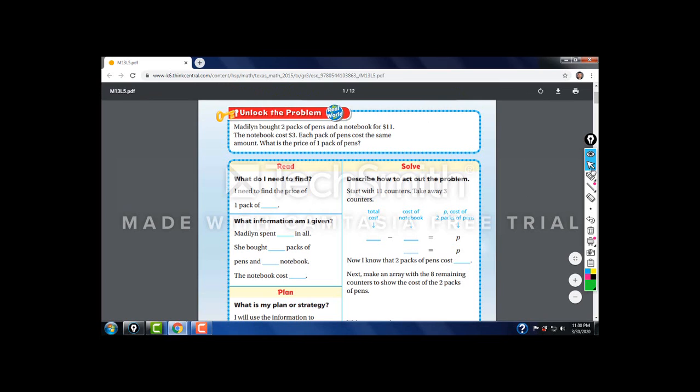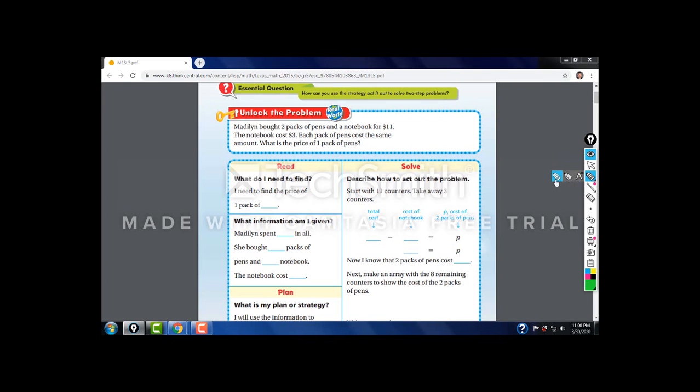What do I need? I need to find the price of 1 pack of what? Well, it's right here. 1 pack of pens. I'm sorry, because I'm still using this mouse here and it's not cooperating. So how much did Madeline spend in all? Well, she bought 2 packs of pens and a notebook for $11. So I know she spent $11 here.